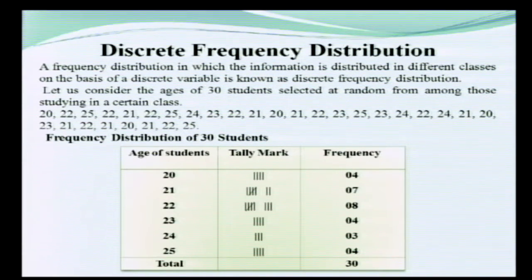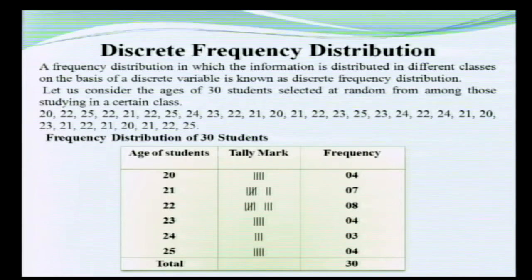So in the data you are seeing in the table, for the age of 21, there are 7 students having the age 21, and 8 students having the age 22. So this kind of arrangement or distribution on the basis of the frequency is known as the frequency distribution, and there the frequency distributions are of 2 types: discrete frequency distribution and continuous frequency distribution.